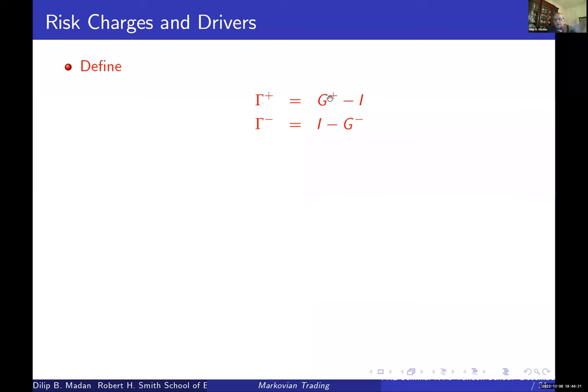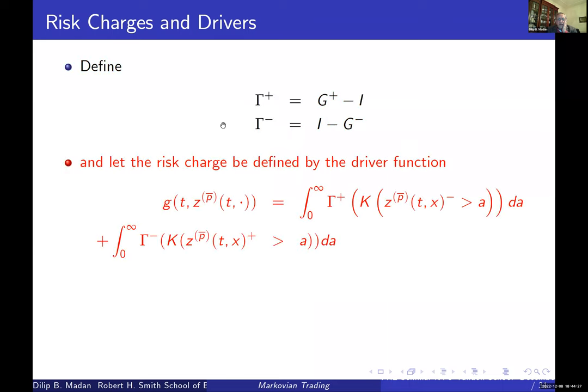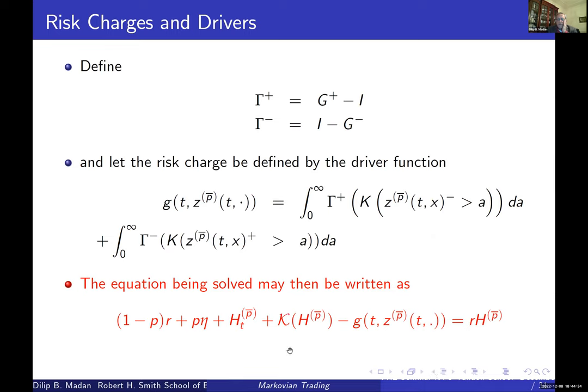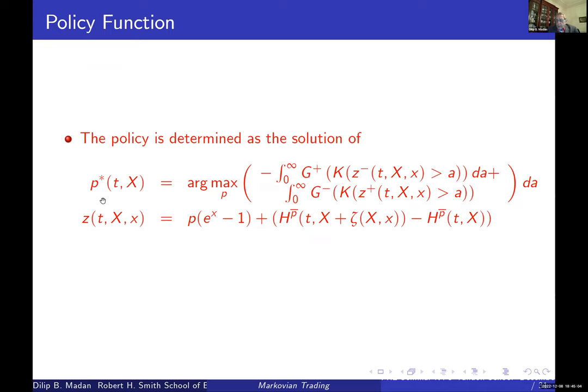Now you can define risk charges, which is G plus minus the identity and identity minus G minus. And then you can define a driver function to a backward stochastic differential equation and learn that your conservative valuation function is a solution to such a BSDE, where you have introduced a driver function in terms of risk charges. And all of that is fine. It's in the mathematics, connecting nonlinear expectations to backward stochastic differential equations. But in terms of implementing, you are concerned with finding your P.